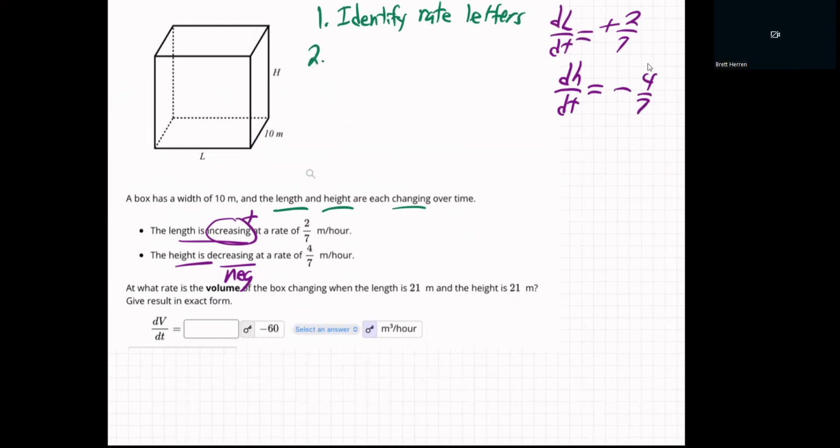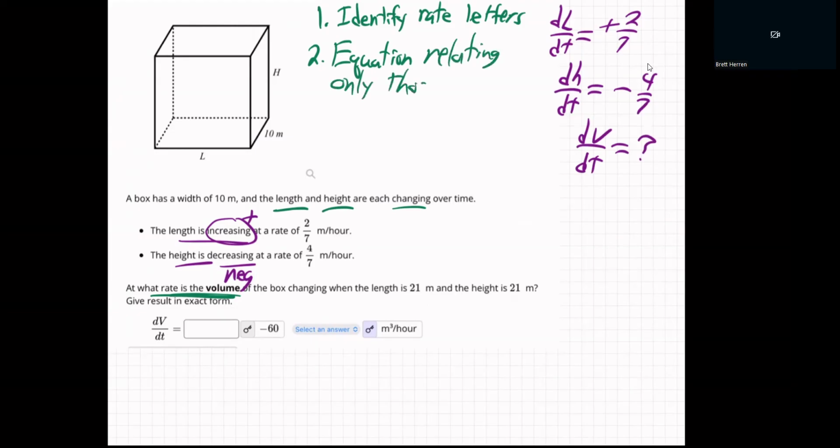Step two, write an equation. Sorry, that's not all. Then they ask, at what rate is the volume changing? So they want to know the volume rate. Okay. Equation, back to it: an equation relating only those letters. These are related rates. We have a relationship between only L, H, and V.